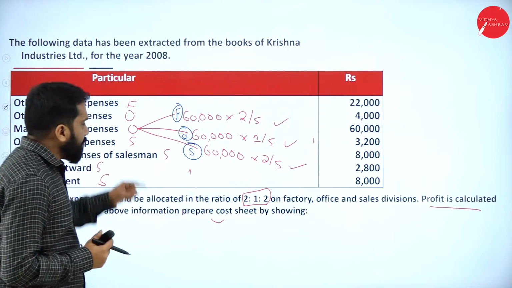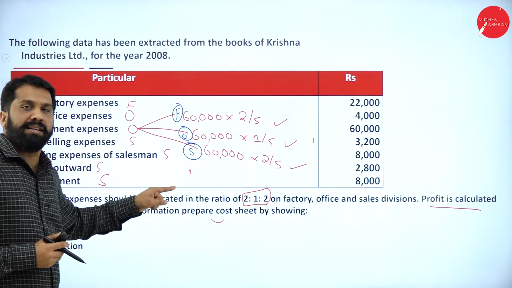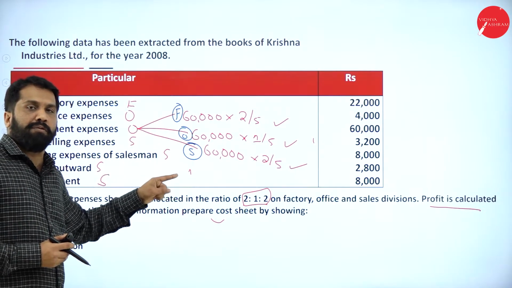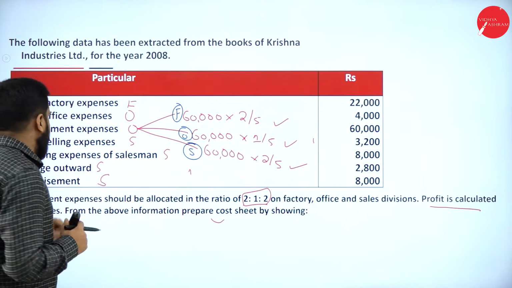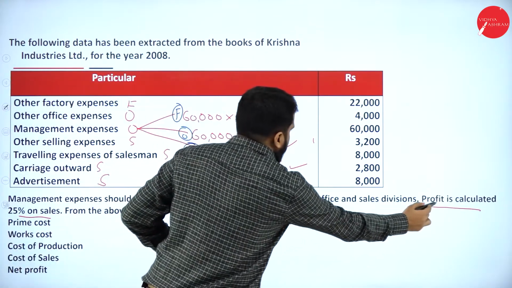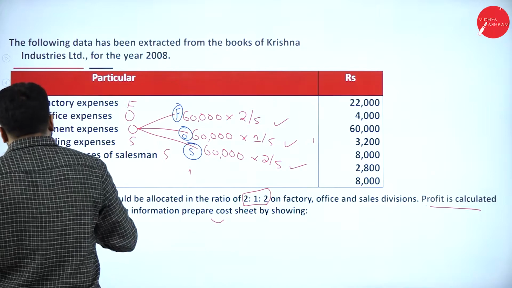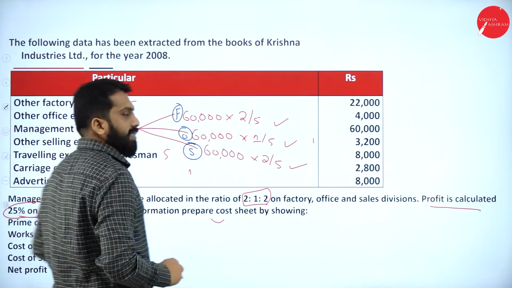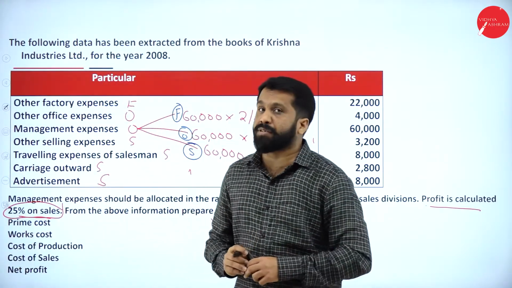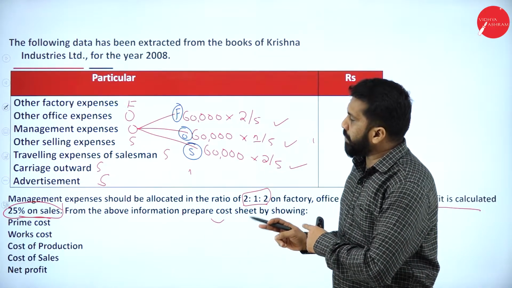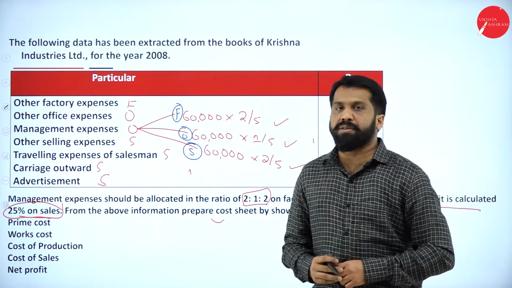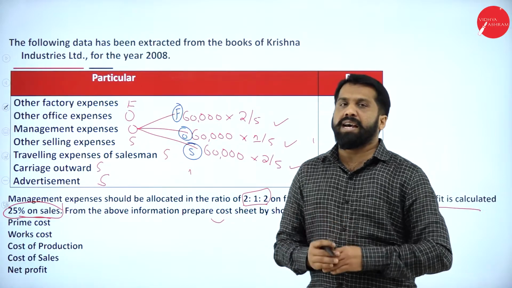But in this problem they have not given sales, they have not given profit. How to find out? Simple. Your profit is calculated at 25% on sales. Sales is not given, but we should calculate 25% on sales. How do we calculate? I'll show you that.